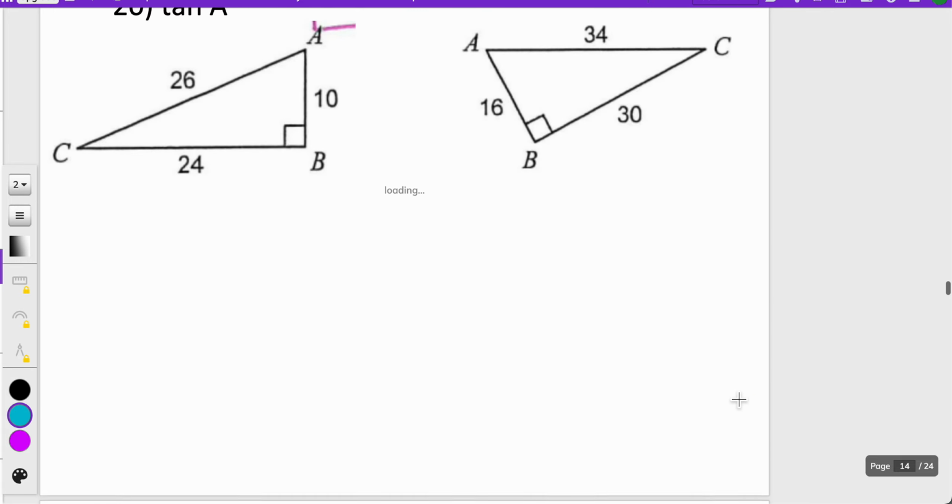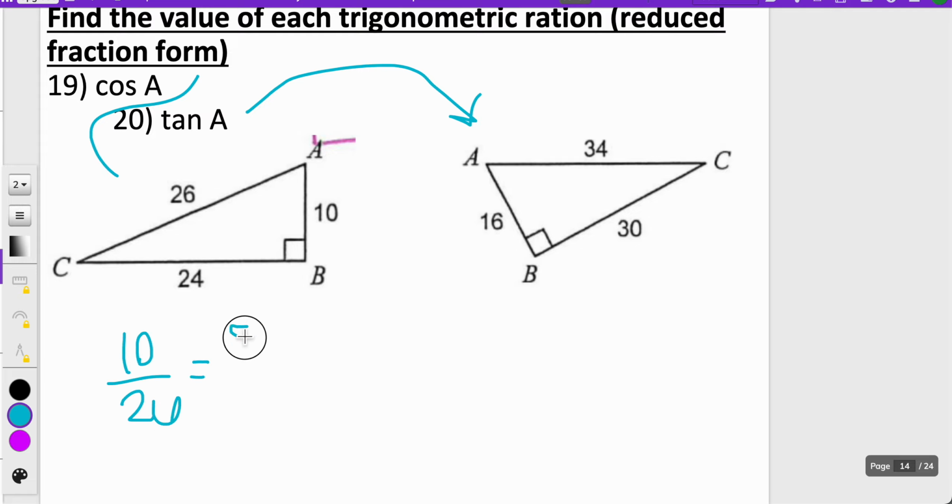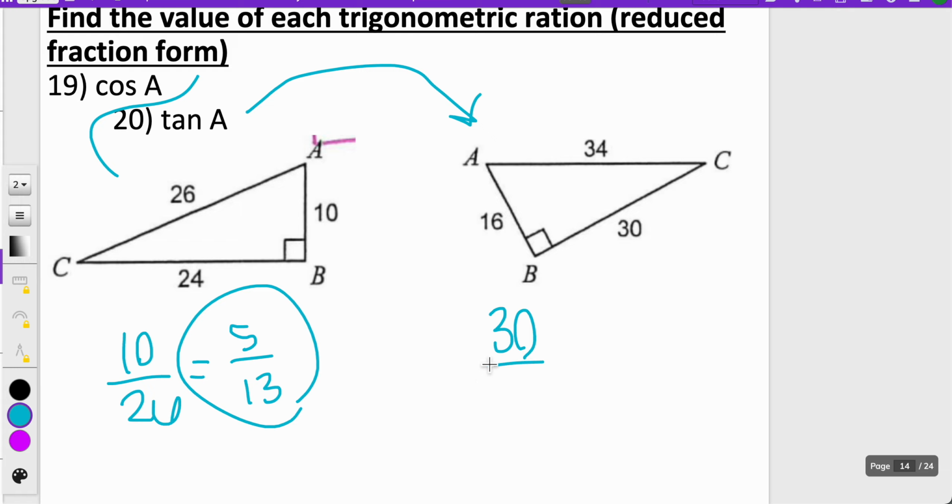Okay? Now we're going to get into some cosines and sines and tangent. Find the value of each trigonometric ratio. 20 just ended up being kind of weird. This one's number 20. So for number 19, the cosine of A, cosine is adjacent over hypotenuse. So that's 10 over 26, which reduces to 5/13. The tangent of A, that's opposite over adjacent. So 30 over 16, which just reduces to 15 over 8.